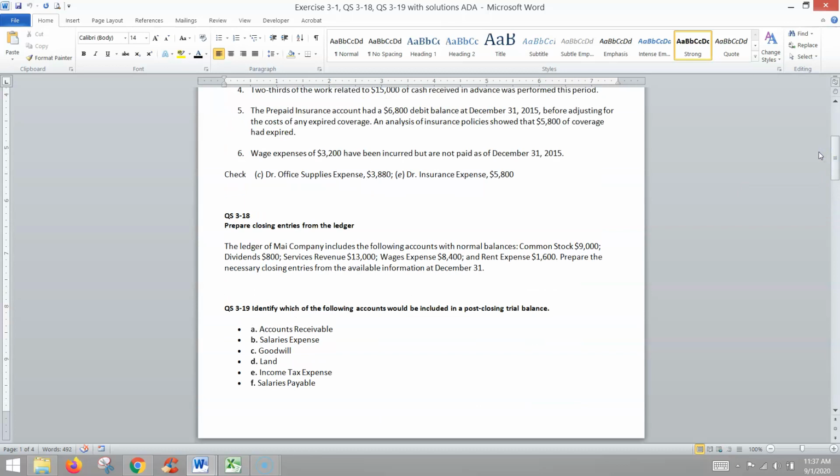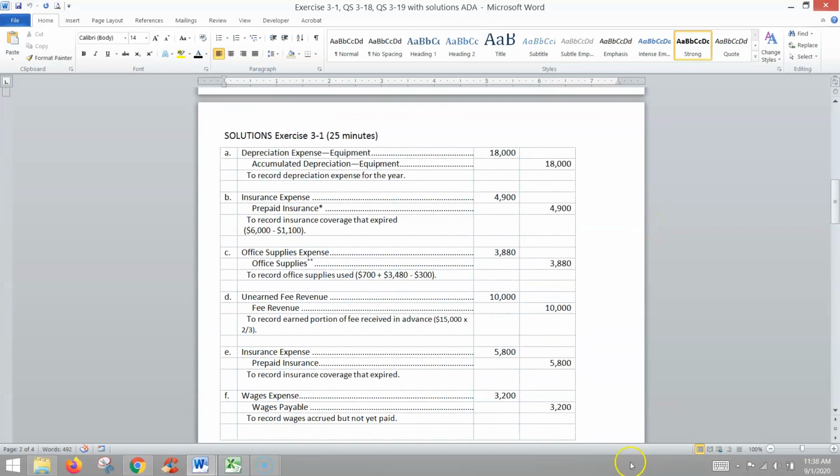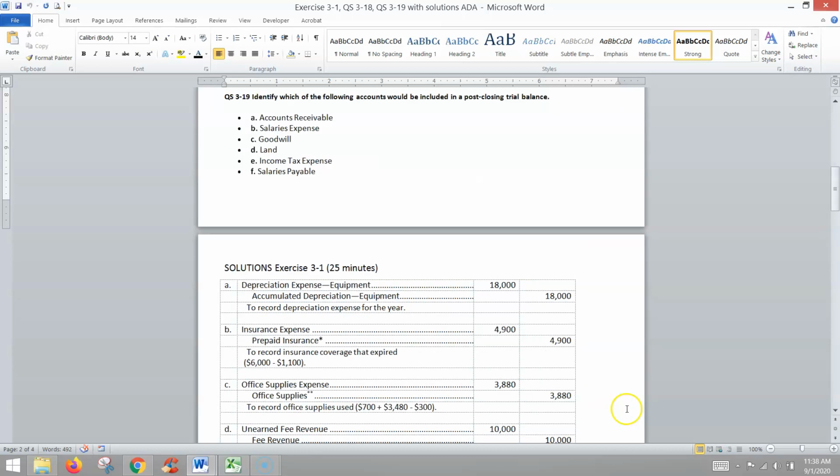And the last one, wage expenses of $3,200 have been incurred but are not yet paid. Since we have incurred the expense, we need to record it. So we're going to debit wages expense, and we're going to credit wages payable.